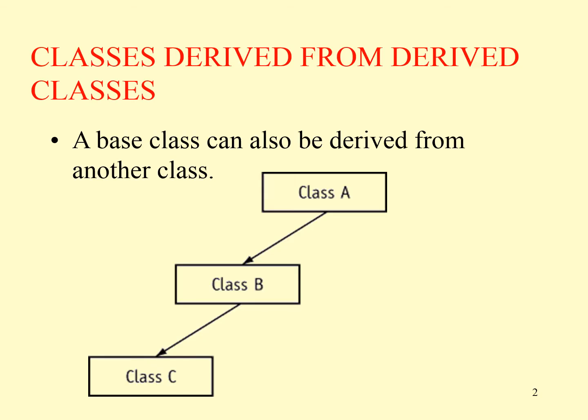Just keep focused. You could realize that there are sometimes when a base class can also be derived from another class. In other words, we say class A is the base class for class B, but then class B can also become the base class for class C. So that is what we are implying there. I think we can take that in examples.